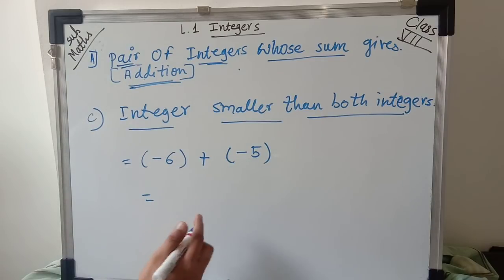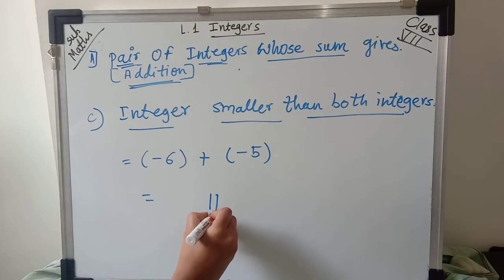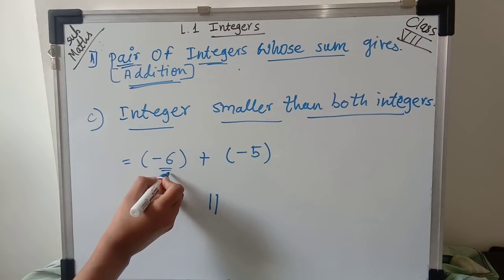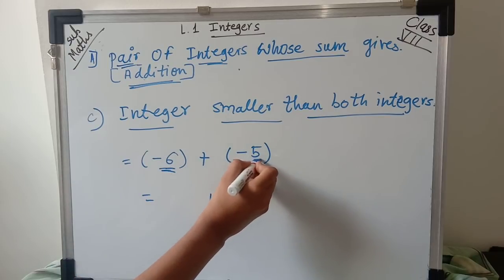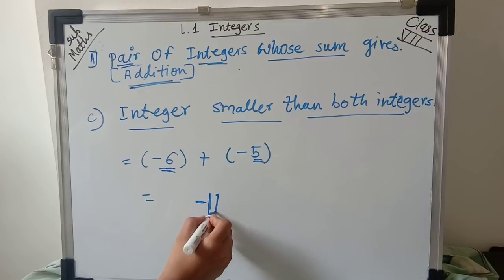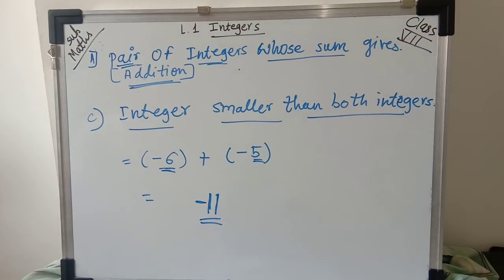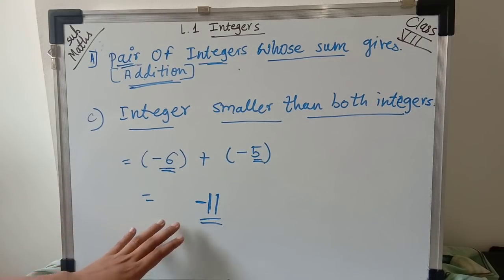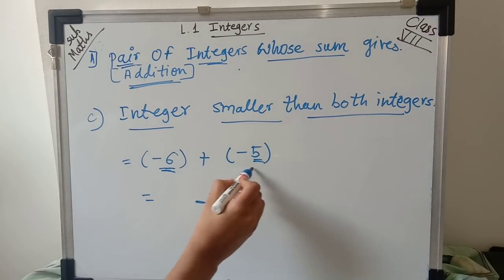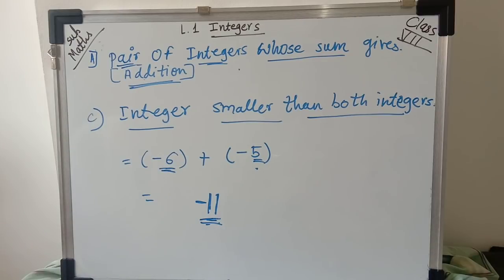So 6 plus 5 is equal to 11, and the first integer is -6, whose whole number is bigger than the other, so we'll give the sign of this. So here we got -11. Now the value of the answer which we got is less than these two integers. We have learned that when we are learning negative integers.